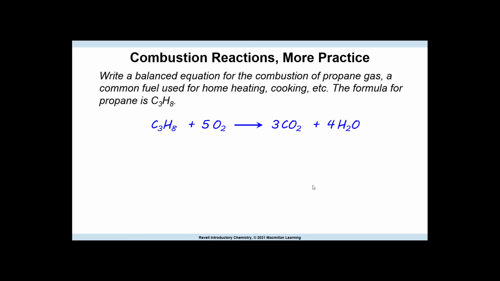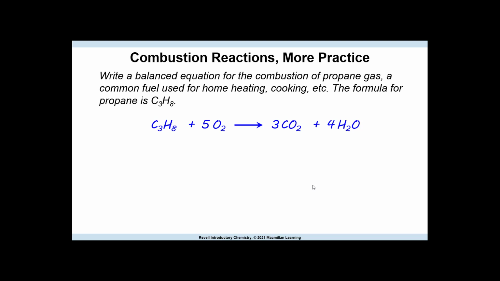Okay, so let's look at this one. I'm sorry, I dropped my pillow. All right, write a balanced equation for the combustion of propane gas, a common fuel used for home heating, cooking, etc. The formula is propane.